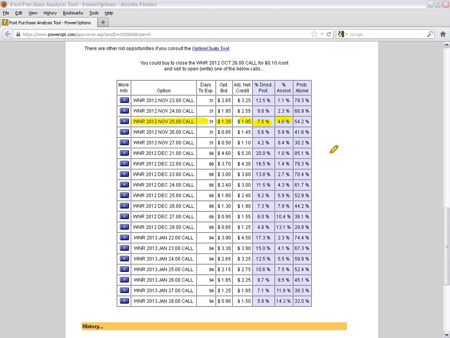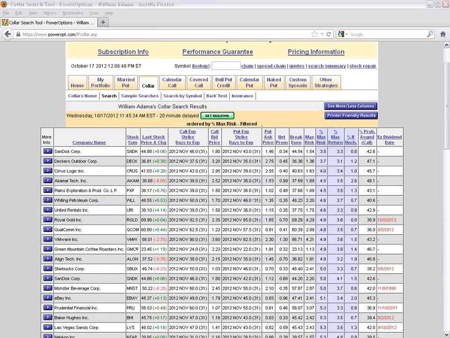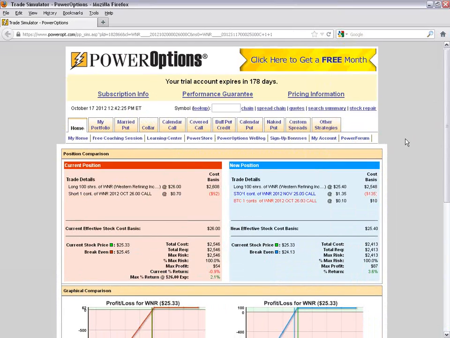So we are cutting down our return to an average of 2% per month for the October month and for November if we do happen to get assigned, and 54% probability. Okay? And again, just use that more information button next to our 25 potential rollout opportunity, 25 call. We'll go to Simulate Trade. Now we compare the positions side by side.